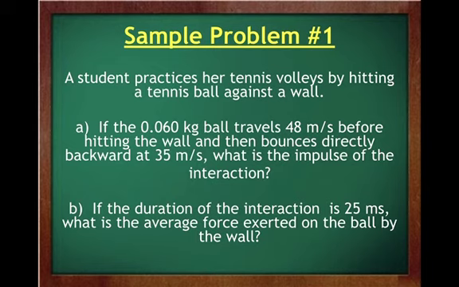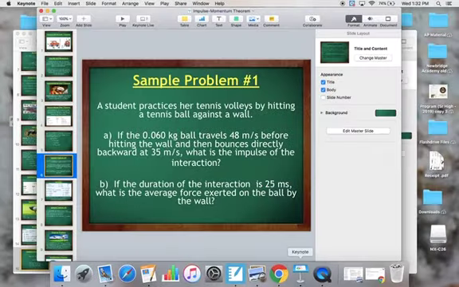In this first one, a student practices her tennis volleys by hitting a tennis ball against a wall. If the 0.060 kilogram ball travels 48 meters per second before hitting the wall and then bounces directly backwards at 35 meters per second, what is the impulse of the interaction? Okay, so let's try that one. We'll just start with A first.